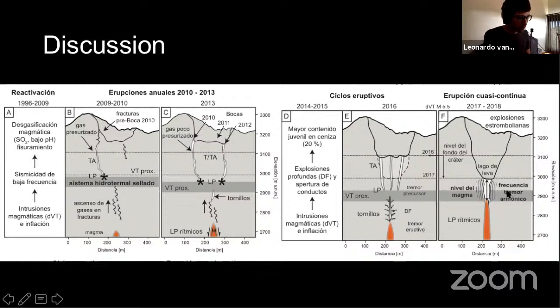So maybe the frequency of this harmonic tremor is controlled by the height of the magma column. So when the magma column rises, the frequency becomes higher also, because the conduit becomes shorter, and vice versa. So, well, that's the general overview of this recent activity of Turrialba volcano.